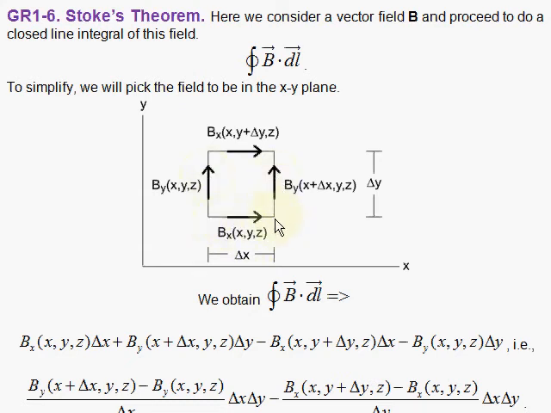Over on the right side, we move over by delta x, so we have delta x plus x, and we are interested in the field in the y direction, because when we do this closed line integral, we want the component that lines up either with or against the direction we're moving in. So here we have the value at y plus delta y, and we now are ready to go.